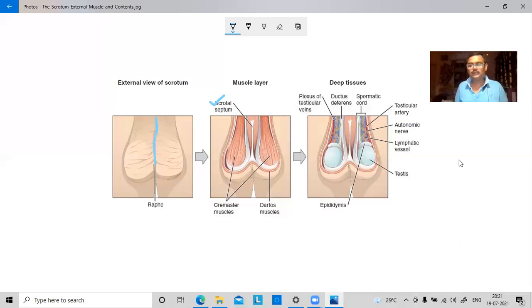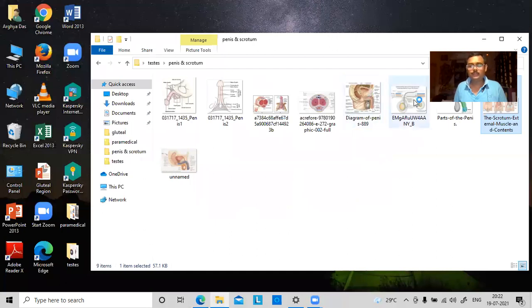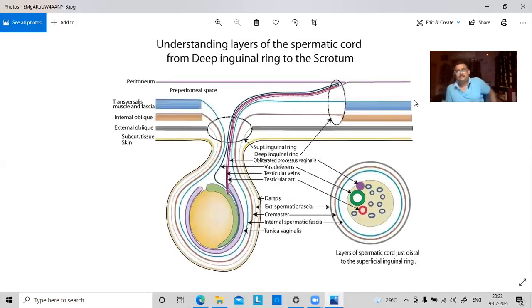Now, what are the coverings of the scrotum? The covering of the scrotum extends from the anterior abdominal wall. Now, the outside covering is the skin. The skin is thin, elastic, and corrugated. Also, it is pigmented and presents with multiple hair follicles and hair, which appear after puberty.